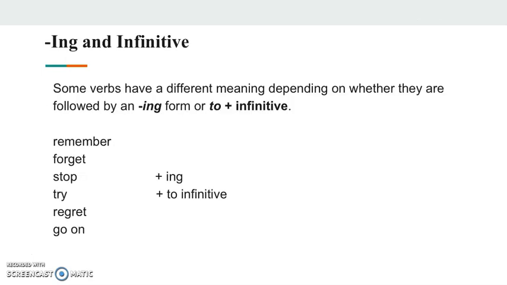Today we're going to focus on some certain verbs which have a different meaning depending on whether they are followed by an ing form or to plus infinitive. Here are the verbs that we will study today. Remember, forget, stop, try, regret, and go on. For instance, remember to do something has a different meaning from remember doing something. Let's see the differences in detail.